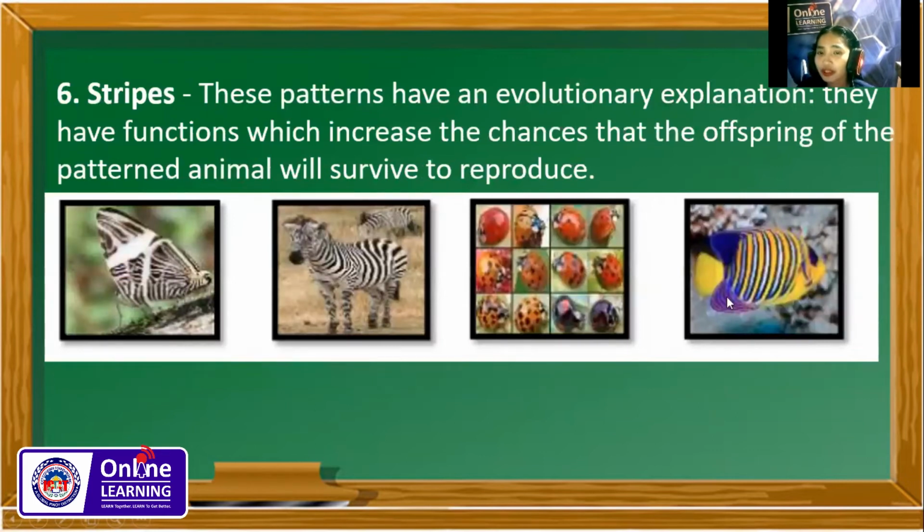They have functions which increase the chances that offspring of the patterned animal will survive to reproduce. So sa stripe pala, we have an evolutionary explanation. So hindi lang dahil sa stripe sila. So according to the explanation na evolutionary, which increase the chances that offspring of the patterned animal will survive to reproduce.